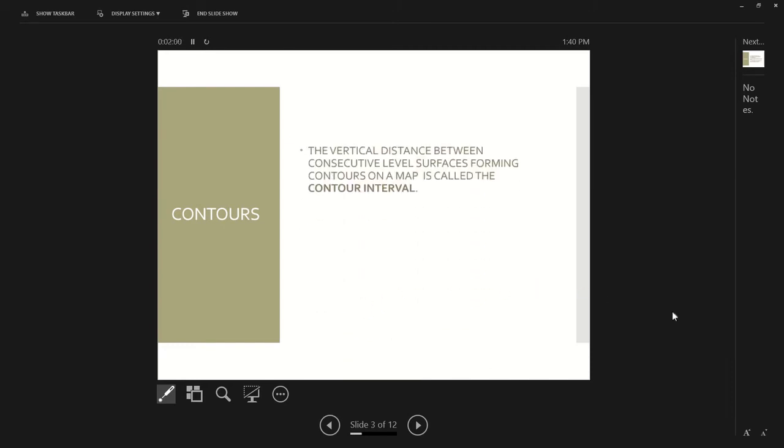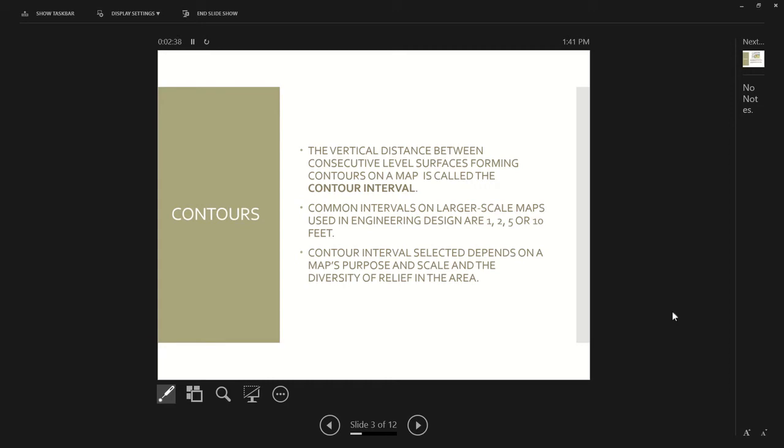The vertical distance between consecutive level surfaces forming contours on a map is called a contour interval. So if our contour interval is 1 foot, it means that contours are displayed every 1 foot. If the contour interval is 5 feet, contours are displayed every 5 feet. In the assignment, you're going to show the contour interval as a foot. Common intervals on larger scale maps used in engineering design are 1 foot, 2 foot, 5 foot, or 10 foot.